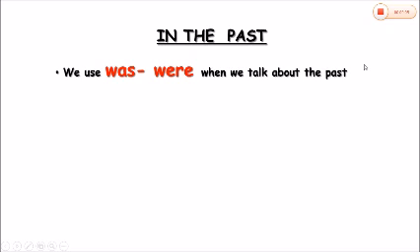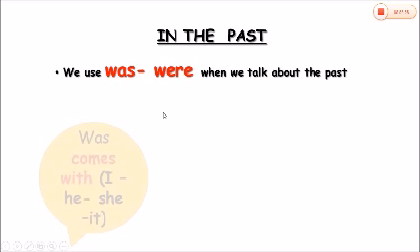What about verb to be in the past, Farida? In the past, we have was and were. So we use was and were when we talk about the past. What is the meaning of past? Past means something happened and finished. So when we see yesterday, last week, last month, it means that the sentence is in the past.